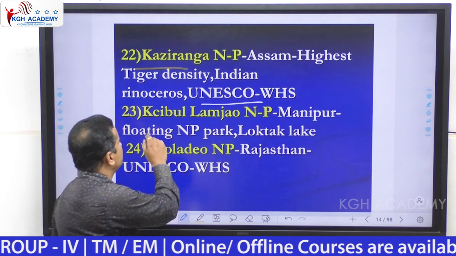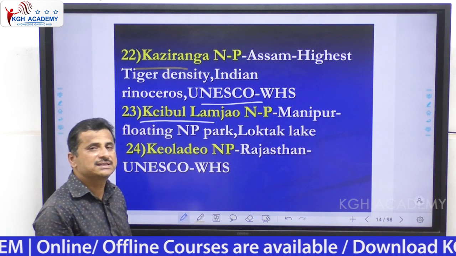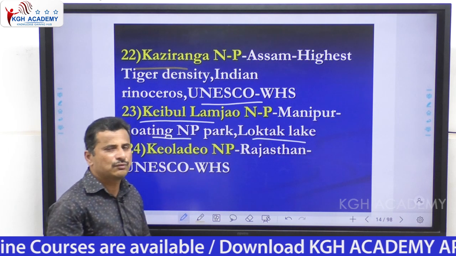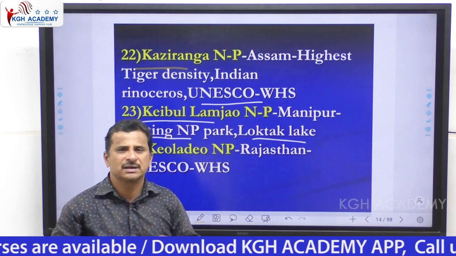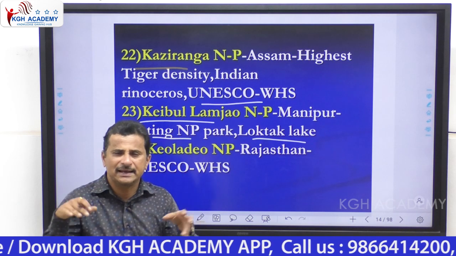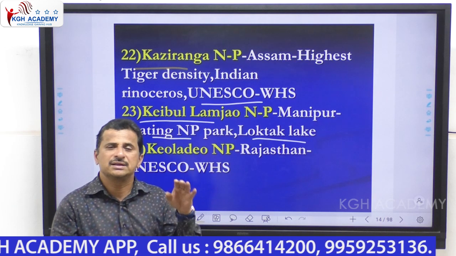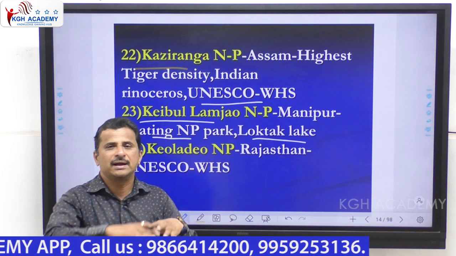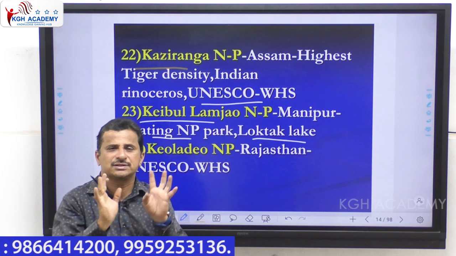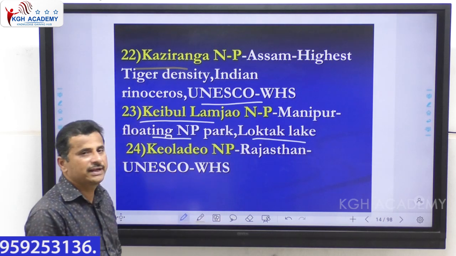Okay, and next Keibul Lamjao National Park, Manipur. This is a floating national park, and Loktak Lake is present. So why is this called a floating national park? Because of one type of plants, grass, they form island-like structures, so people can stay there. That's why it is called the floating national park.